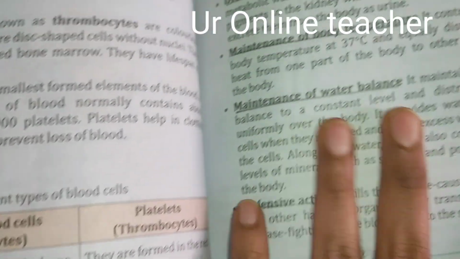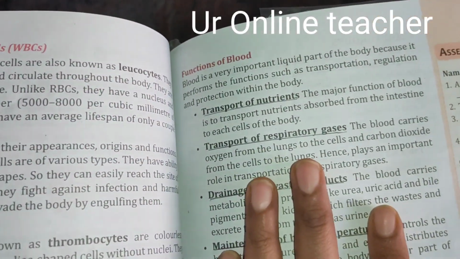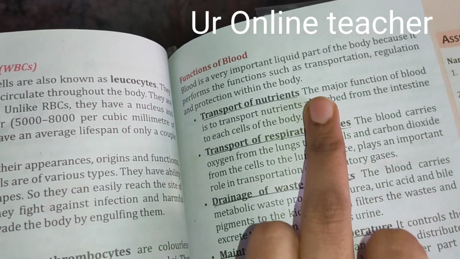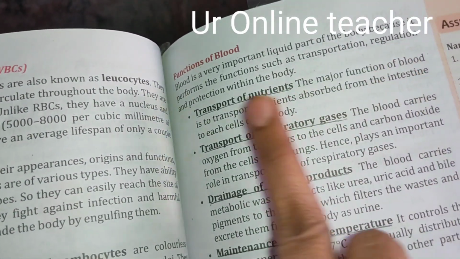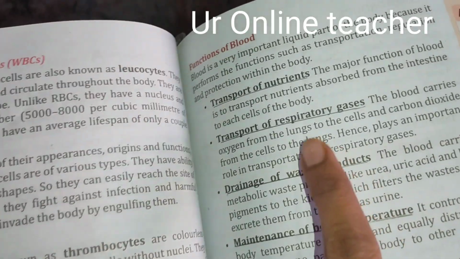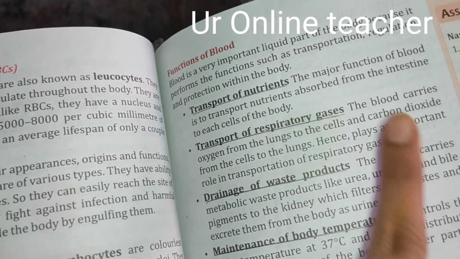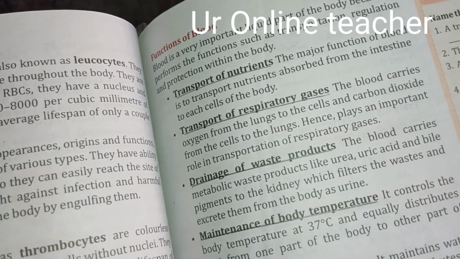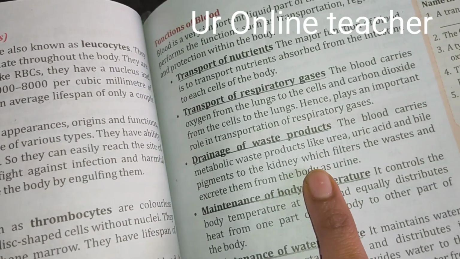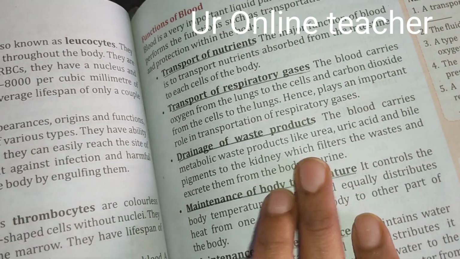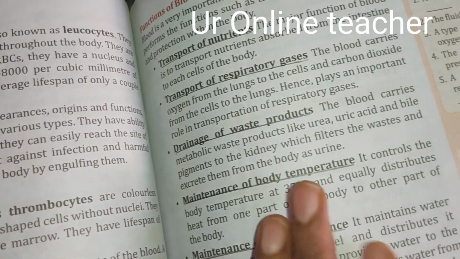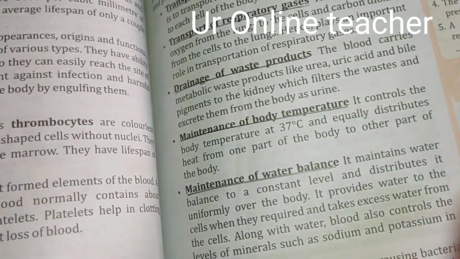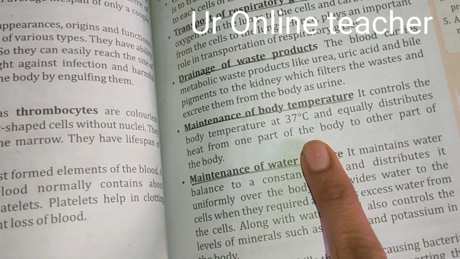Then, what are the functions of blood overall? We know that blood is a very important liquid part, and it helps in transportation, regulation and protection within the body. It will transport nutrients throughout the body. It will also transport respiratory gases like oxygen and carbon dioxide. It also drains waste products. It carries the waste products to the kidney to filter them and help excrete urine. And it also helps in maintaining the body temperature.